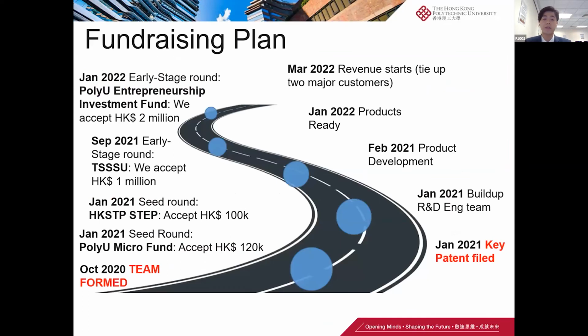At the current stage, we have formed our team and filed our patent. We're seeking to obtain 220K seed funding to build our research and design team and to start our product development. Then we'll seek 1 million in September for product testing and validation. And by January next year, we aim to have our first products ready.